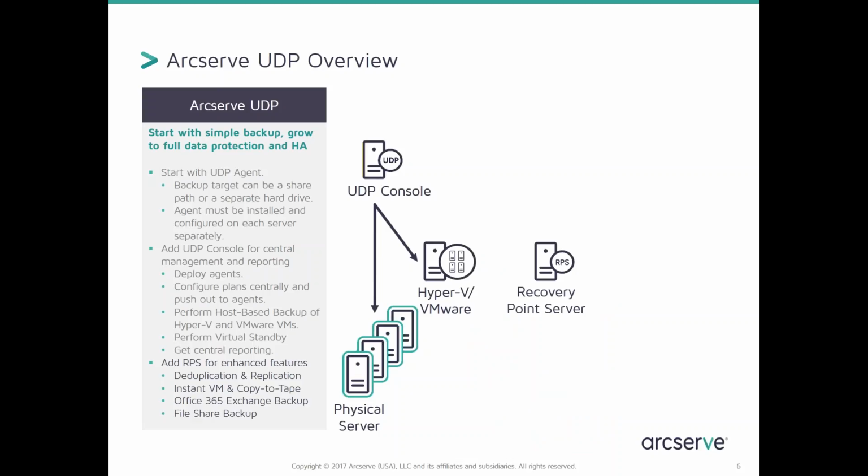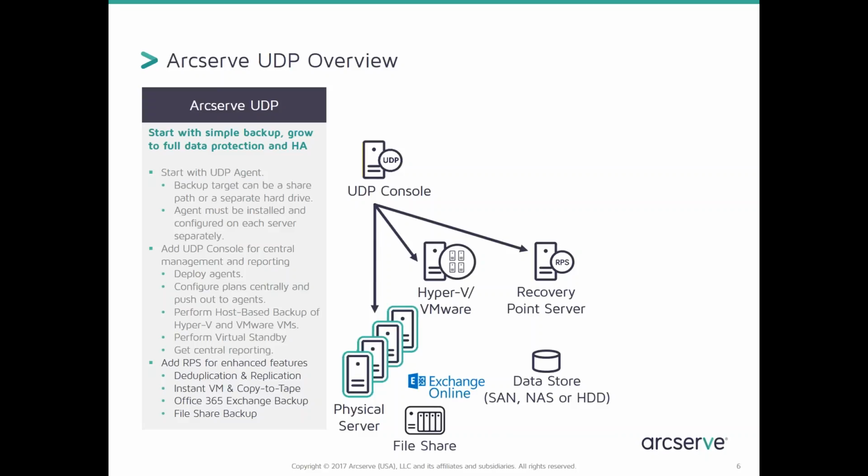The last piece is that recovery point server that I mentioned before. So with the recovery point server, and note that in this diagram, the recovery point server and the UDP console are shown as two separate machines, but this is just for the diagram. In real life, in real deployments, we can have the console and the recovery point server on the same machine if you like. With that said, once we introduce a recovery point server role, we need to configure a data store. This is where the backups are going to be saved and kept. This can be on a local disk or a SAN-based disk, or it could be on a share.